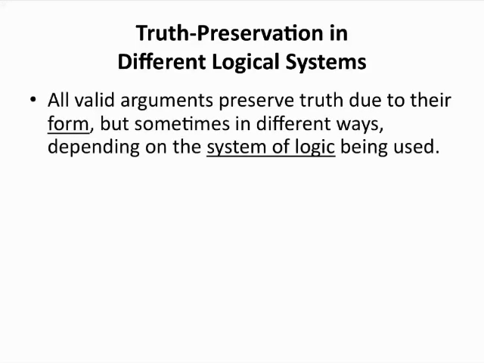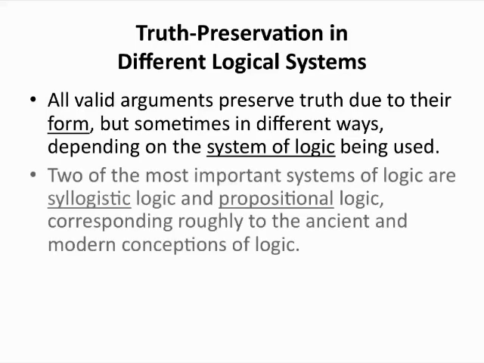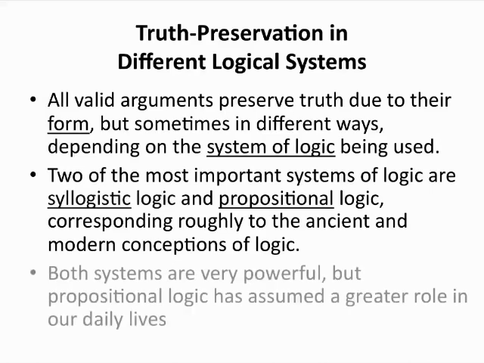If an argument is valid, it's truth-preserving in the sense that the form of the argument guarantees that the conclusion follows with certainty. You should realize, however, that there are multiple logical systems, each with different rules of operation. Historically, there have been two systems of logic that reflect the distinction between ancient and modern philosophy. Respectively, these are syllogistic and propositional logic.